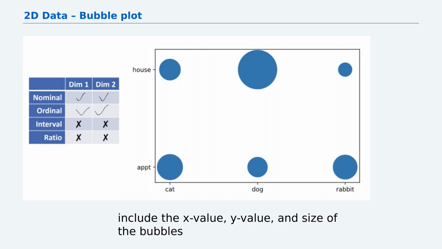This one is really cool. Bubble plots map three variables: the x position, cat, dog, rabbit; the y position, house, apartment; and bubble area indicating magnitude, for example, household counts.